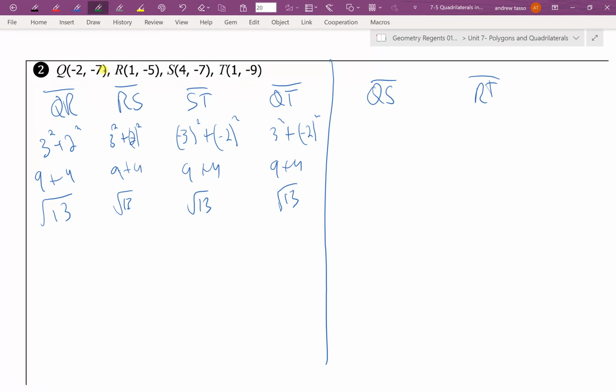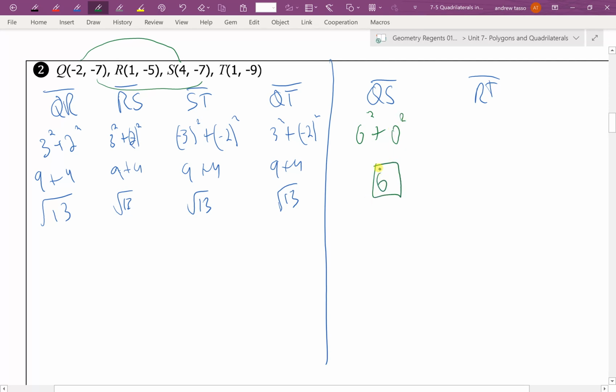So next we take a look at the diagonals. QS. So the change in x is 6 squared, and the change in y is 0. So that just comes out to 6 squared and then square root, which equals 6.